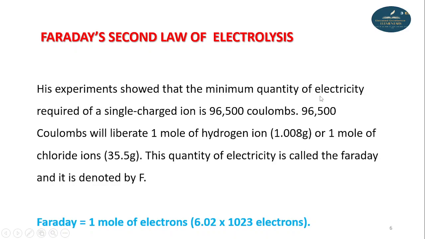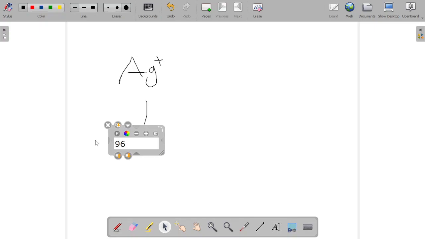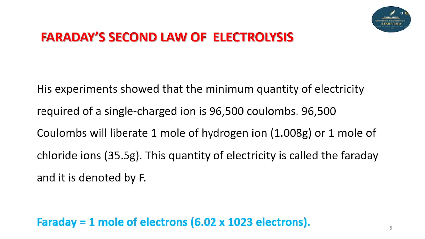His experiments showed that the minimum quantity of electricity required of a single charged ion is 96,500 coulombs. That is, the electricity required of this single charged ion is 96,500 coulombs. Q is measured in coulombs. 96,500 coulombs will liberate 1 mole of hydrogen ion. Hydrogen ion here is used to represent the single charged ion.